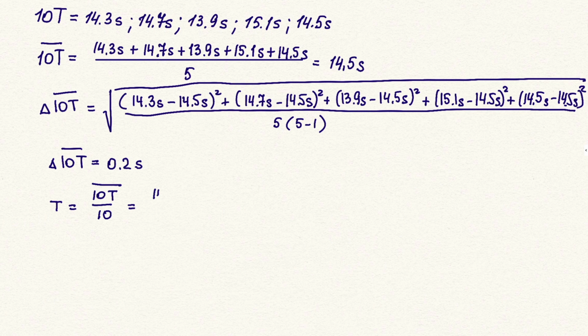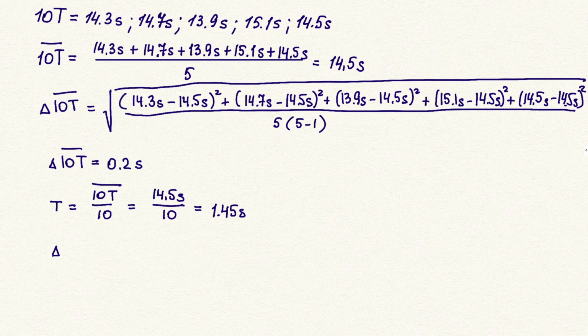So 14.5 seconds divided by 10 is just 1.45 seconds. And the last step in this part of the lab is finding the uncertainty in one period. And this is very easy because we found one period by dividing the measurement in 10 periods by 10, and 10 is just a constant and it doesn't have an uncertainty.